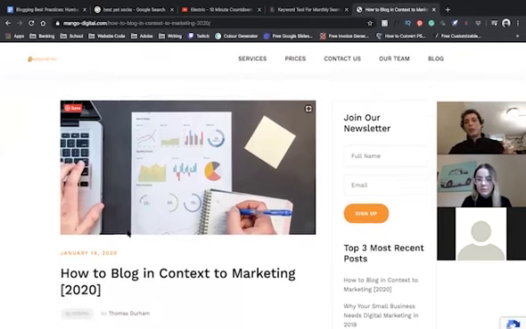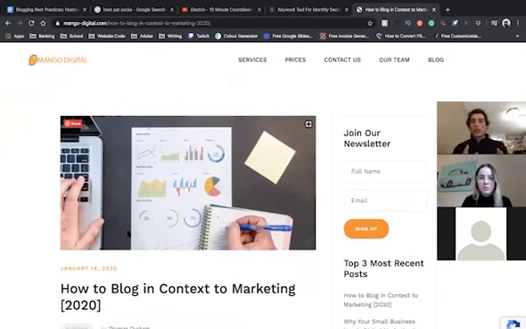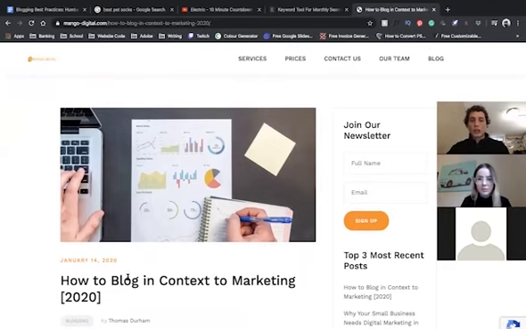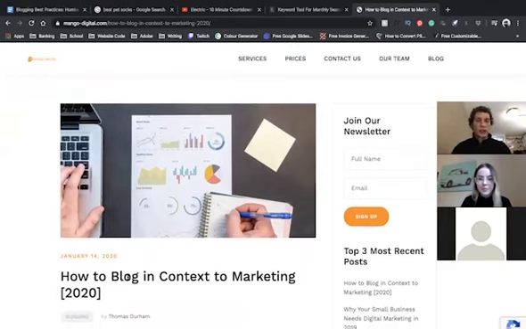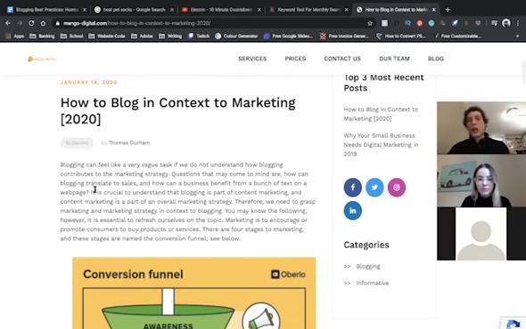So again, there's an image at the top and you see how it's already nicely placed there for you. It's called a featured image. It's how to blog in context to marketing. So it's someone working, and I like to do an introductory paragraph. This is where I like to throw in a little bit of the keywords and the SEO friendly words that we had talked about.